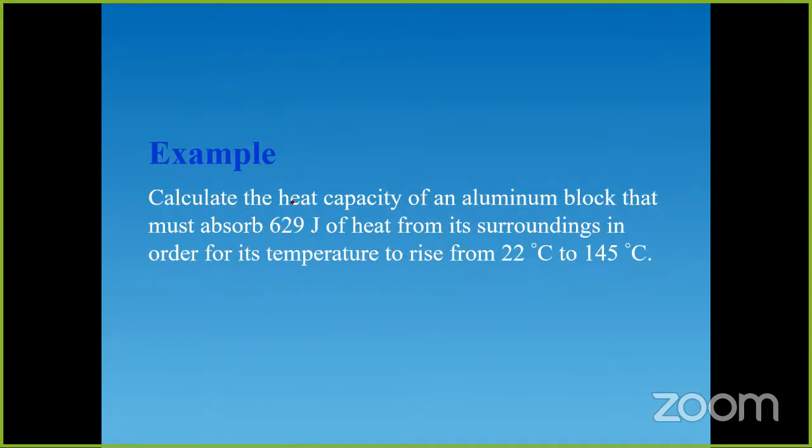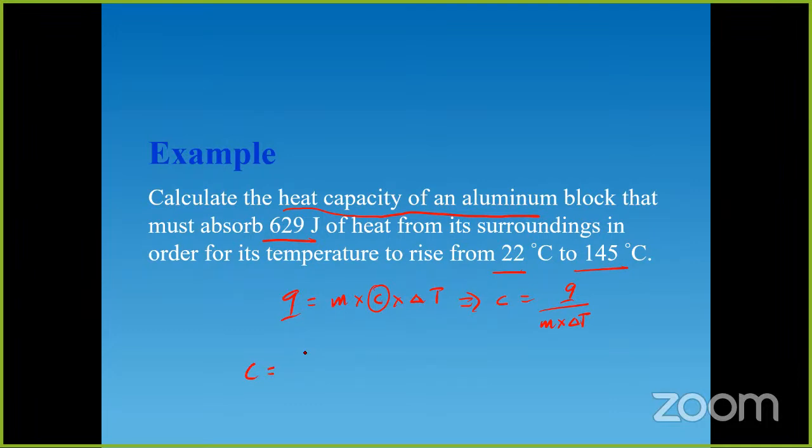The question says, calculate the heat capacity of aluminum that must absorb 629 joules of heat from its surroundings in order for its temperature to rise from 22 degrees Celsius to 145 degrees Celsius. So the equation we're going to use here is Q is equal to M times C times delta T, right? But the question is asking for C. So we can rearrange this to get C is equal to Q divided by M times delta T. So all we have to do from here is plug the numbers in.